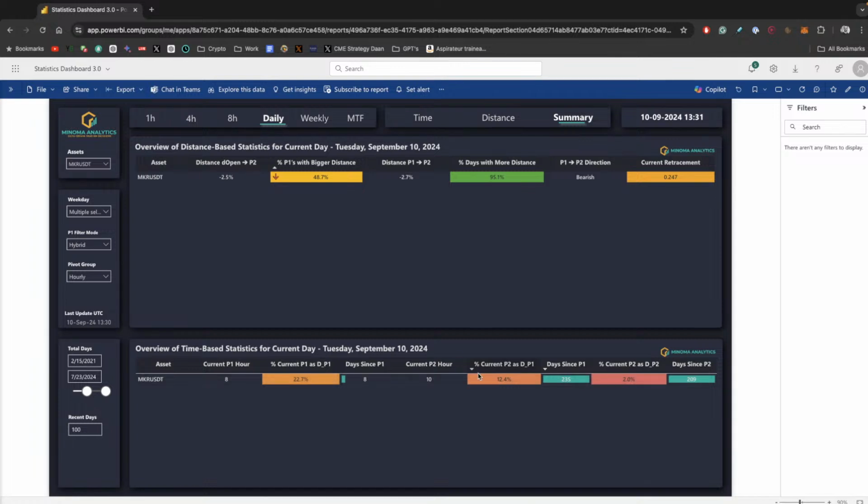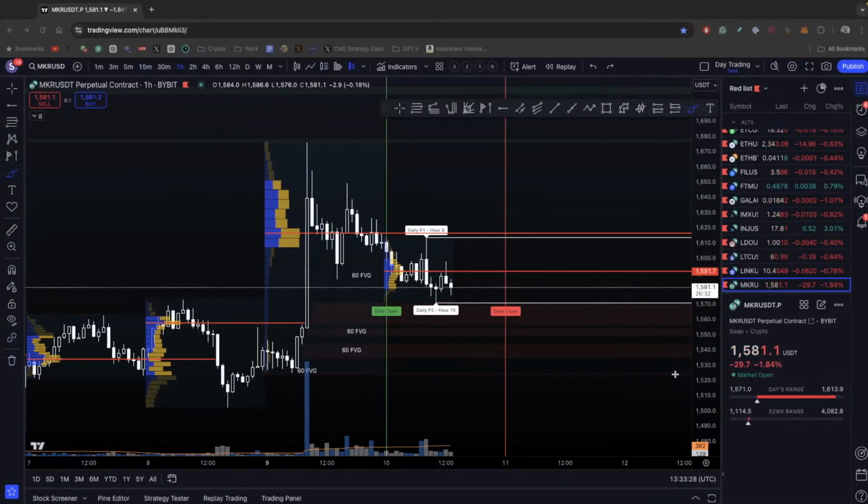Obviously, there's no real edge here, but what you can see, and once again, the benefit of this strategy is that you have a better risk to reward, because 95.1% of days have more distance between P1 and P2, bearish days, that is. And in this case, you get there really early because it's been many days since that P1, 235 days ago. Hour 10 was the last P1. 209 days ago, hour 10 was the last P2.